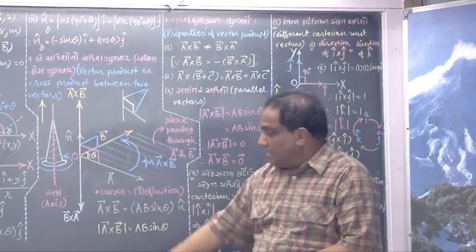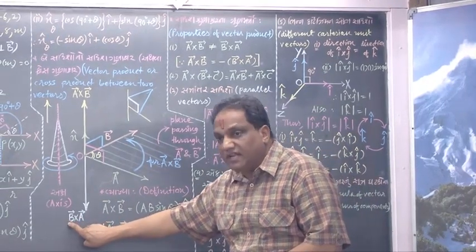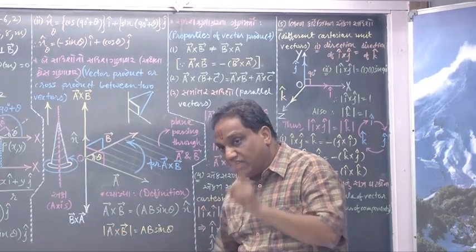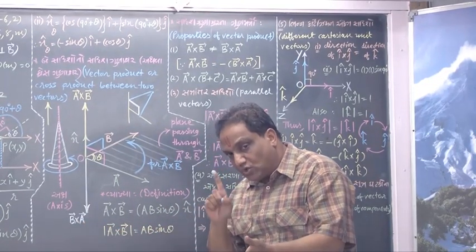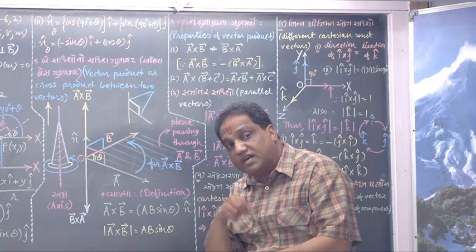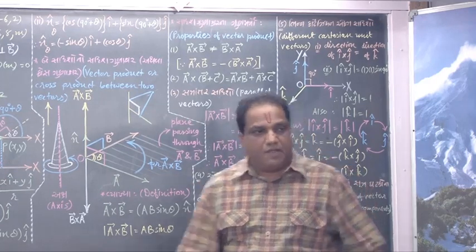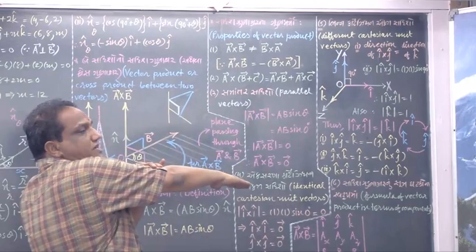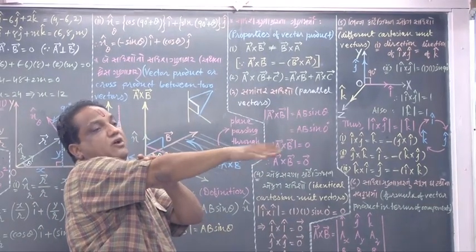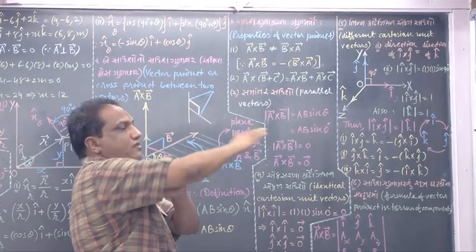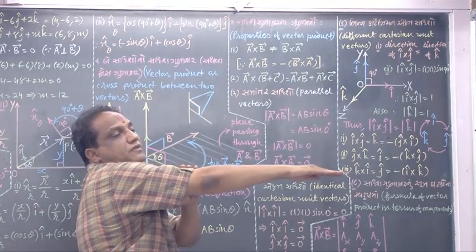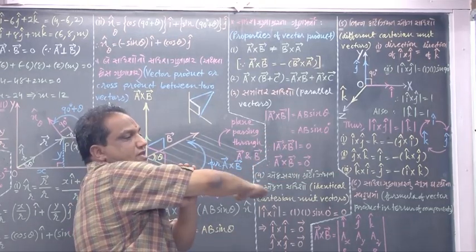Vector B cross vector A. This is the first vector and this is the second vector. What is the rule? The rule is that you should rotate the first vector towards the second vector. Now this vector B is your first vector, and vector A is your second vector. Rotate first towards second. So this way. The manner of rotation is this.